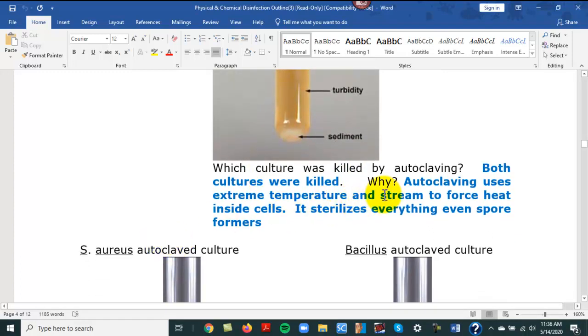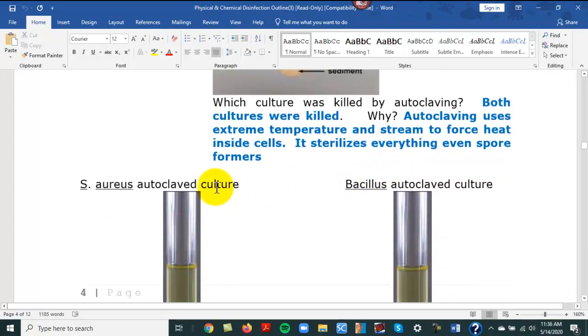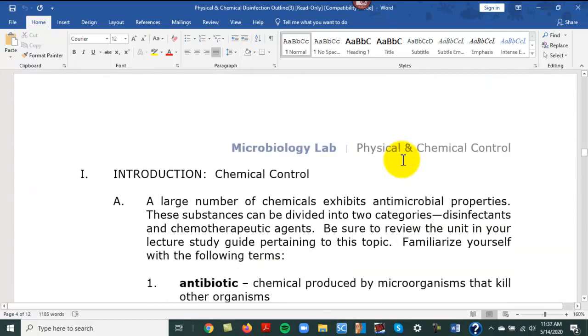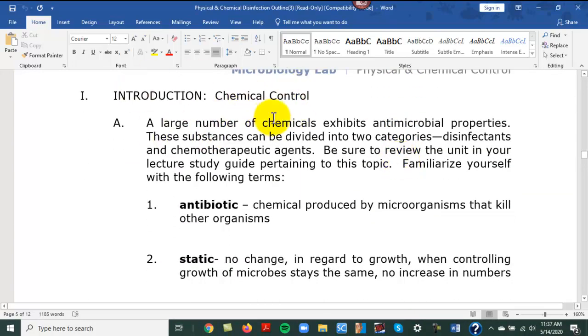So which culture was killed by autoclaving? Well, both. Even though Bacillus is a spore former, it is resistant. Autoclaving kills it and uses extreme temperature and steam to force the heat inside the cells, and it will kill spores as well because of that. Okay, I'll start here next on the next video.